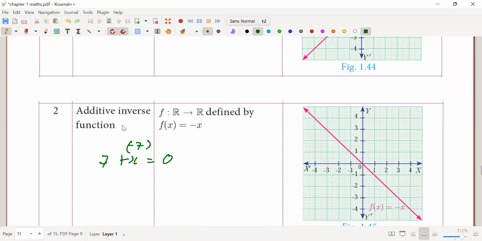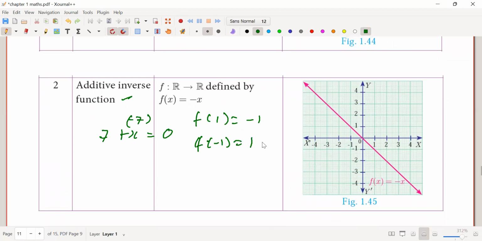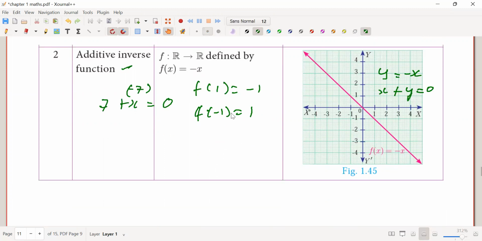f of x equal to minus x, the additive inverse. If I put f of 1, it becomes minus 1. f of minus 1 becomes 1. So this is the additive inverse. For this, the line will be this way around. So y equal to minus x. So the equation x plus y equal to 0 would be this equation. All right.